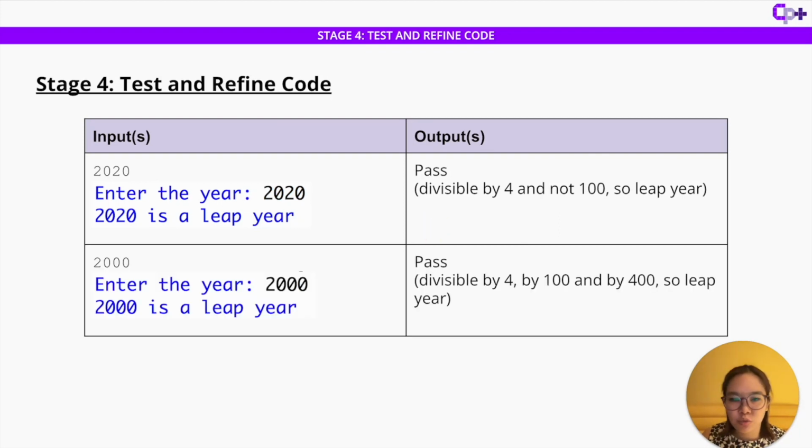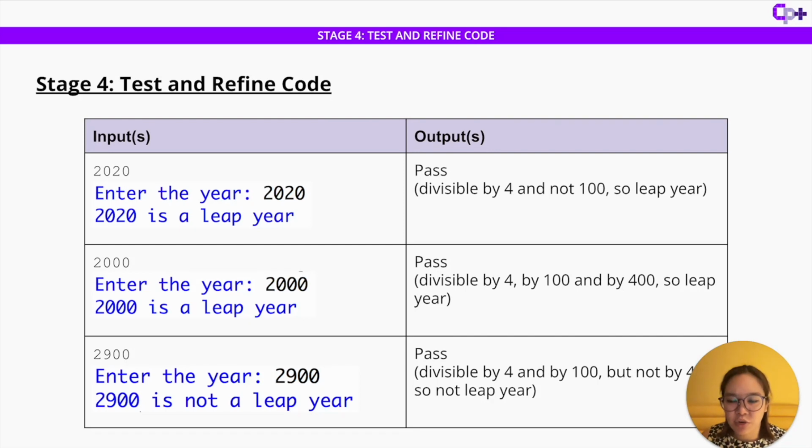Our next test case is 2000, and that's also a leap year according to our rules. This test case passes too, as our code correctly identifies it as a leap year. It's not enough to just test our code on leap years. We also need to make sure that it can identify non-leap years. So we use the year 2900, which is divisible by 4 and by 100, but not by 400. So we know that it is not a leap year. Indeed, our code classifies it as not a leap year.